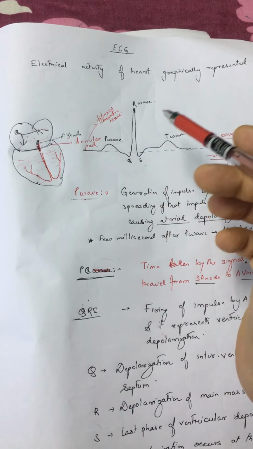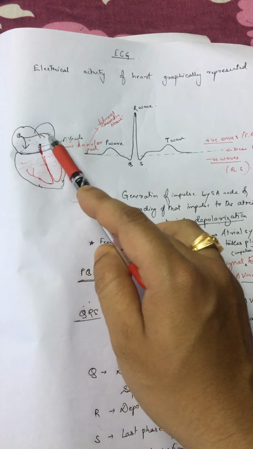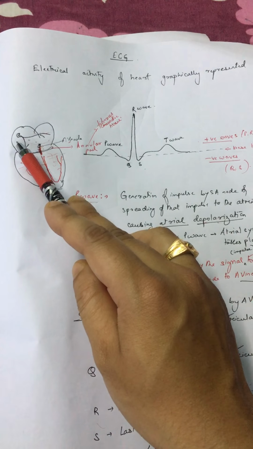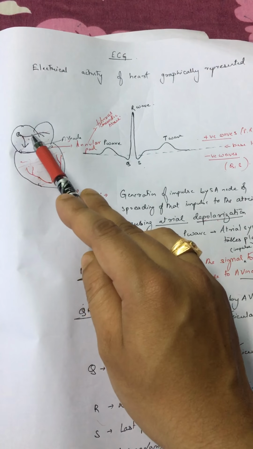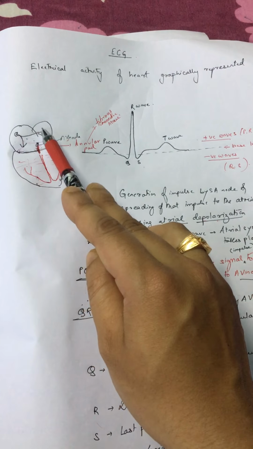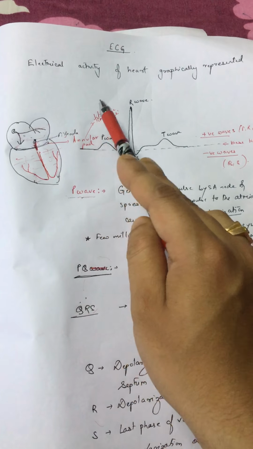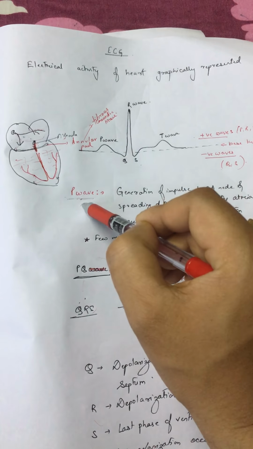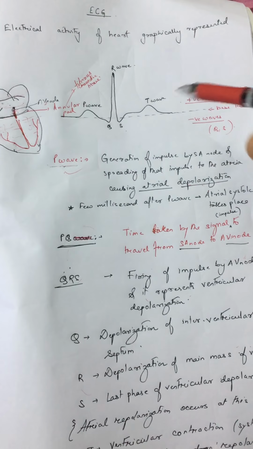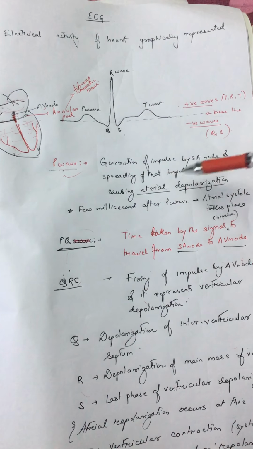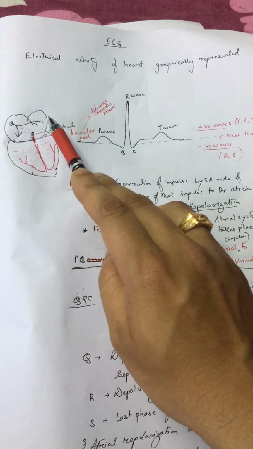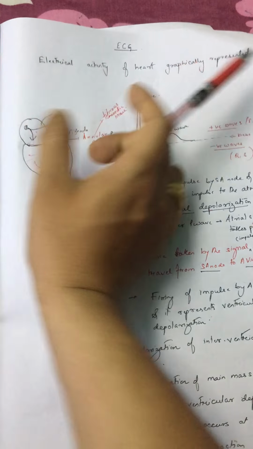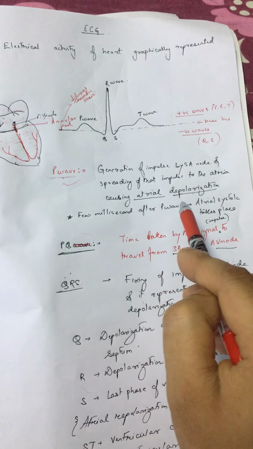Now let me explain all the waves one by one. The P wave: when the chambers are filled with blood, the SA node generates the impulse, which reaches the whole auricles, the right auricle and the left auricle, and causes atrial depolarization. The P wave represents the generation of the impulse by the SA node and its spreading to the atria, causing atrial depolarization. A few milliseconds after the P wave, the auricles contract, so atrial systole takes place.